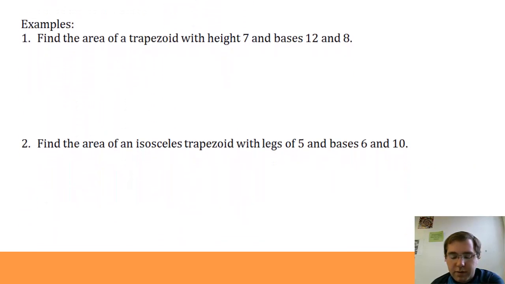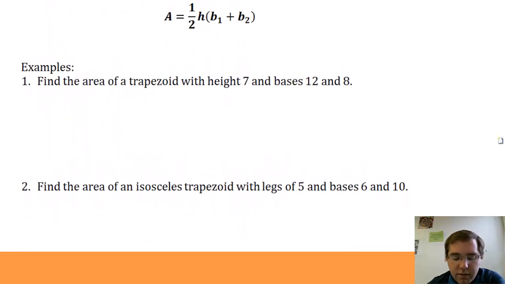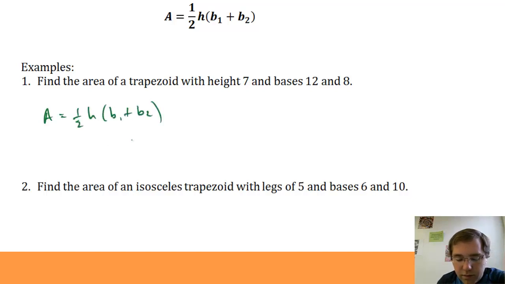So here's two examples, and we'll use that formula. Find the area of a trapezoid with height 7 and bases 12 and 8. Okay? So I will apply my formula, 1/2 height times b1 plus b2. Well, the height is 7, 1/2 of 7 times the sum of the bases, 12 plus 8. I don't even have to draw my trapezoid because I know what the bases are, I know what the height is, I can just plug them into the formula.